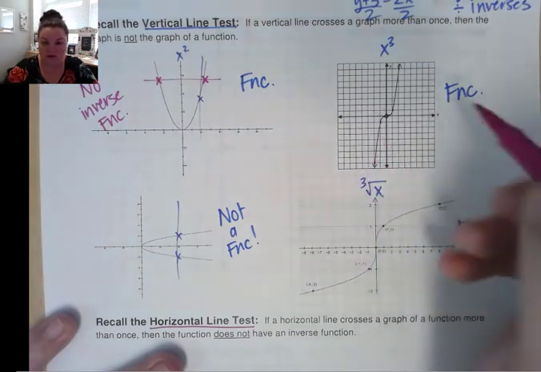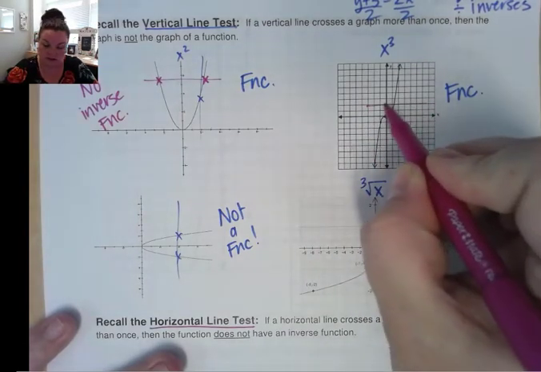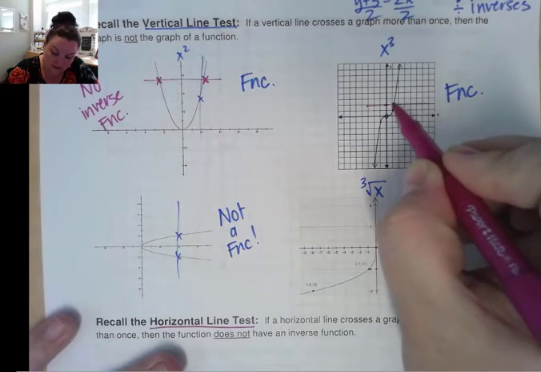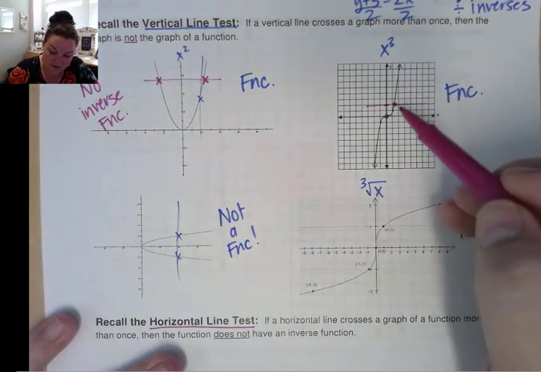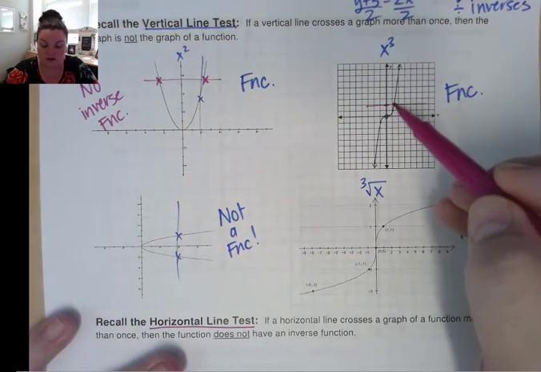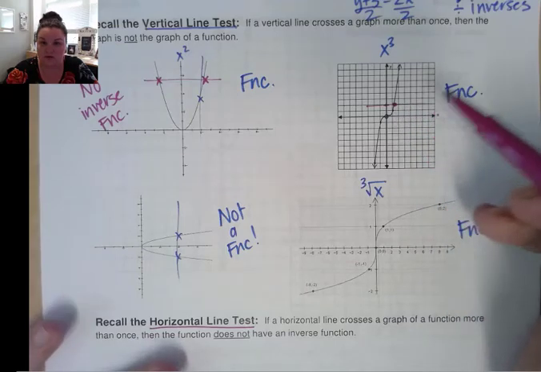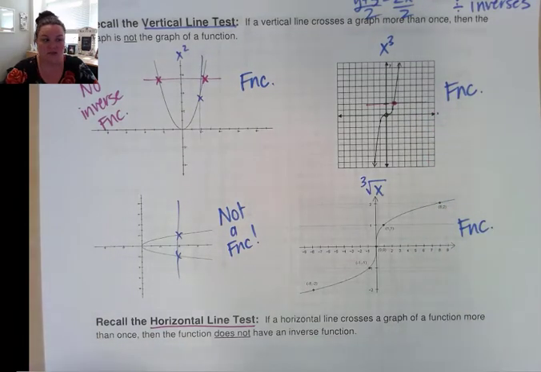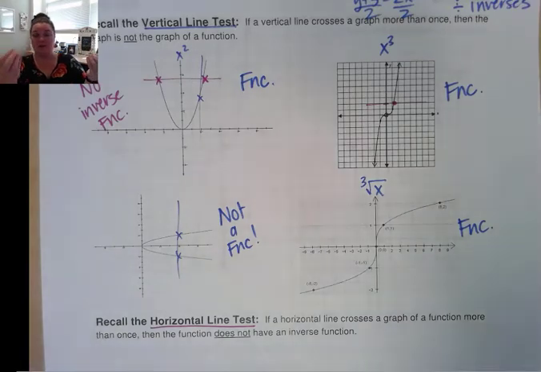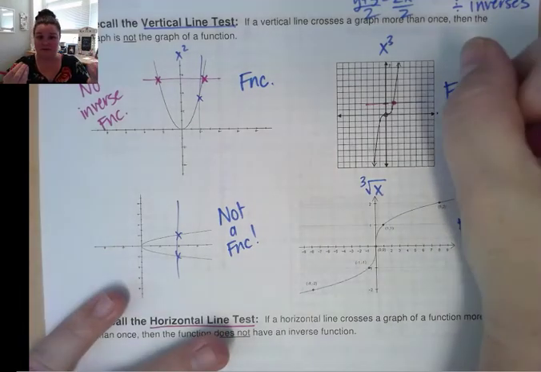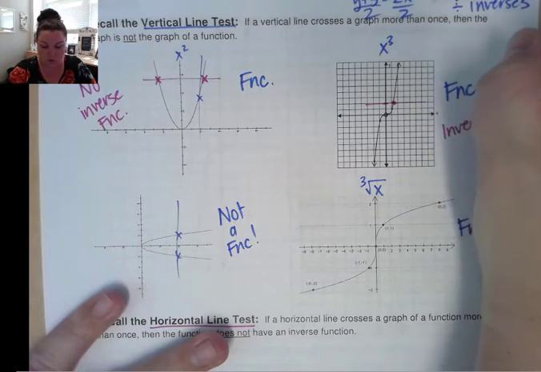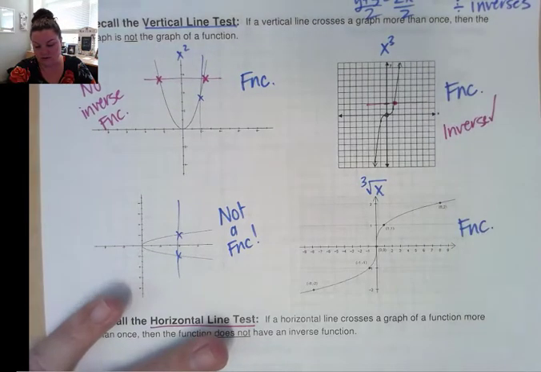Notice on this one, though, if I drew a horizontal line anywhere on here, right? Let's say I chose this value. Notice we only have one y value for that specific x. So what that means is that this one is uniquely reversible, because I can take the input, map it to an output, and take that output and map it uniquely back to that same input, right? So this one would have an inverse.